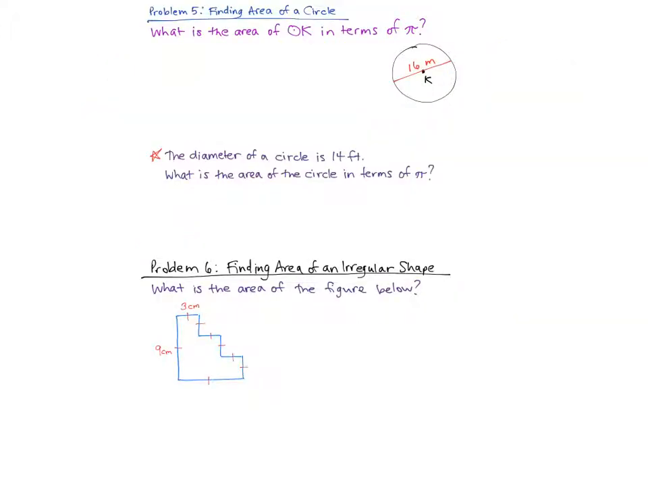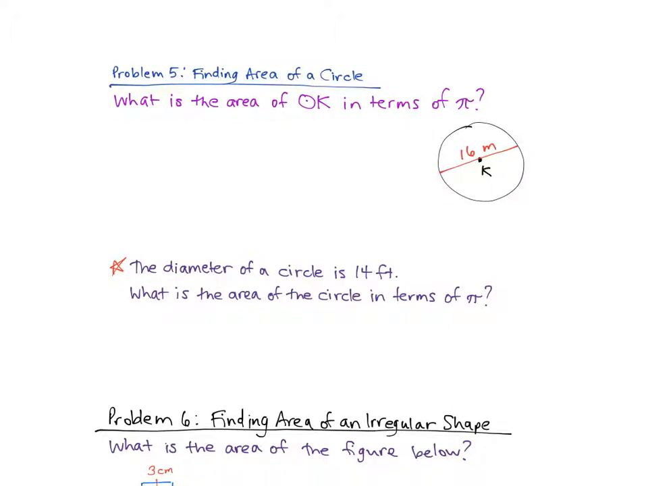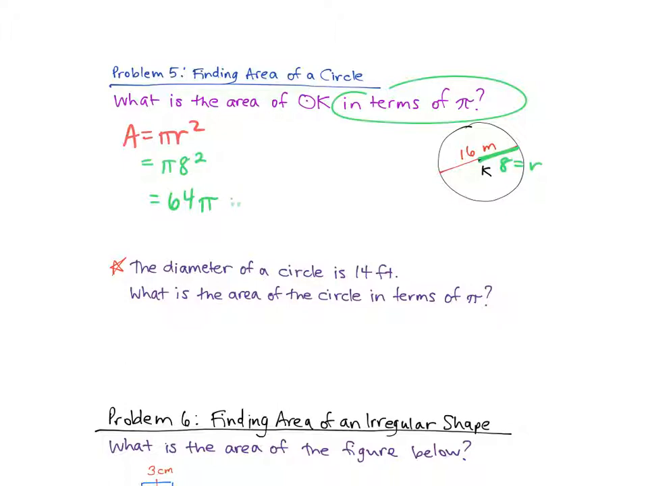Okay, moving on to finding the area of a circle. What's the area of circle K in terms of pi? The area of a circle from the first page is pi r squared. And since our diameter is 16, that makes our radius 8. So then we can just plug in 8 for r. It says in terms of pi, so we just have to do 8 squared, which is 64 pi. You're always going to put your number in front of the pi. And then our units are area squared, so meters squared.